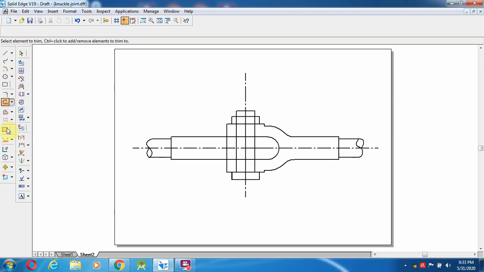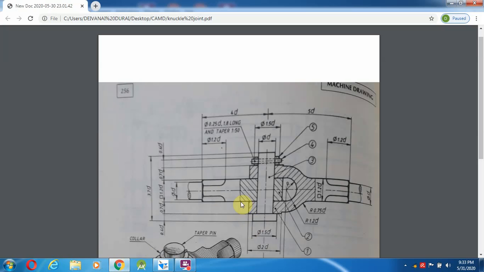Go to the option called fill. Select the fill option, fill it from here on top, and it is filled. This is the symbol that will represent the shaft or rod. This is what has to be done over here. What is the remaining thing? This is the 1.2D.